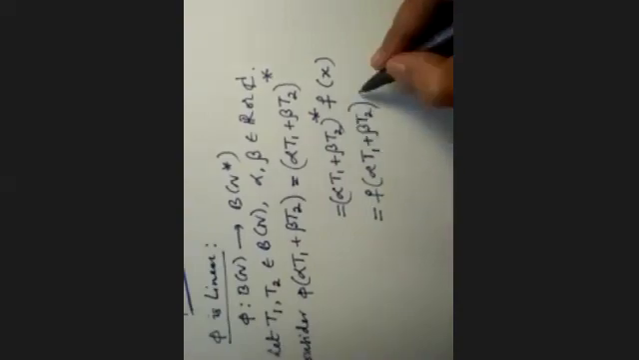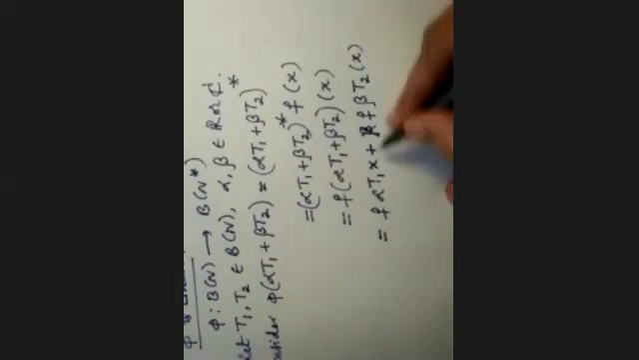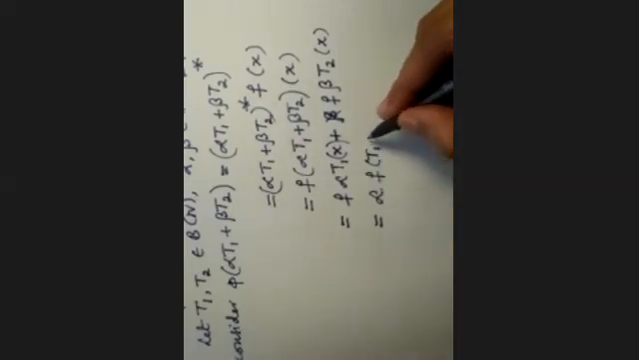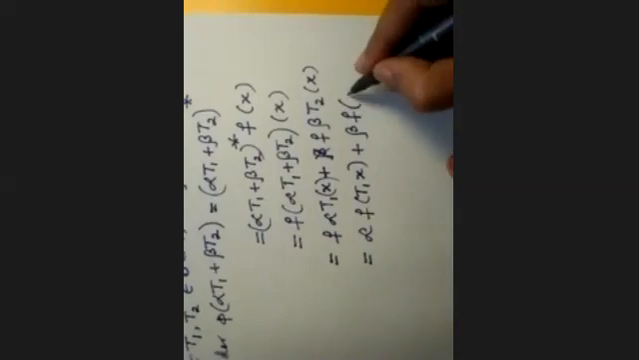So the star will go now. So (alpha T1 plus beta T2) of x, that is nothing but f of (alpha T1 x plus beta T2 x). You can put a bracket here. That is equal to alpha outside, f of T1 x, plus beta outside, f of T2 x.